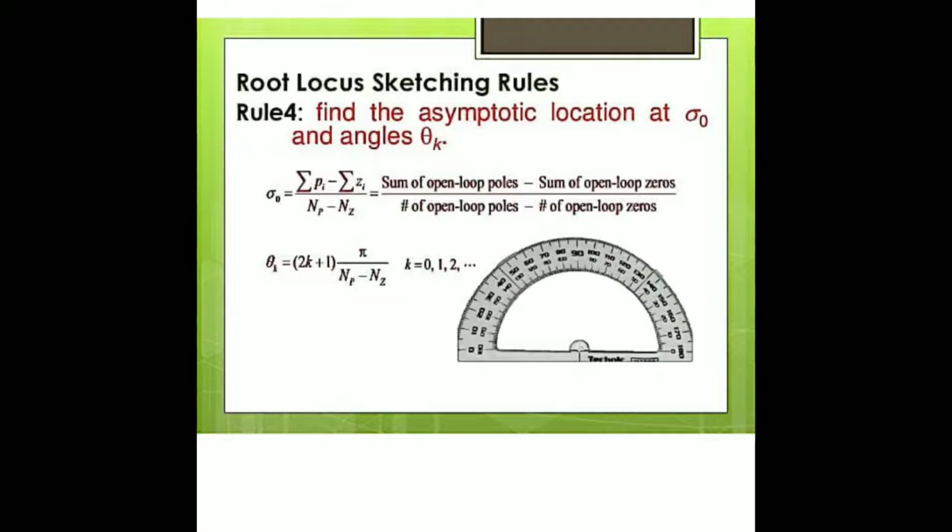Next is the angle of asymptotes. Angles of asymptotes are drawn with the help of the formula 2q plus 1 into 180 upon poles minus zeros. These angles of asymptotes are the guidelines for the curves in the graph. The angle of asymptote is drawn from a point. That point is called the centroid point.